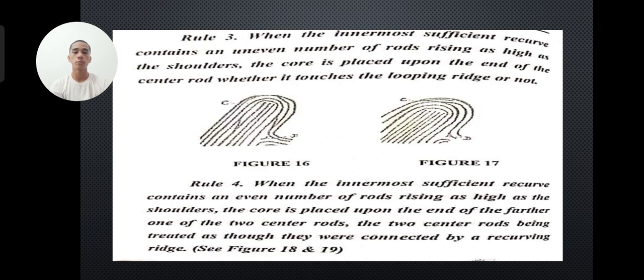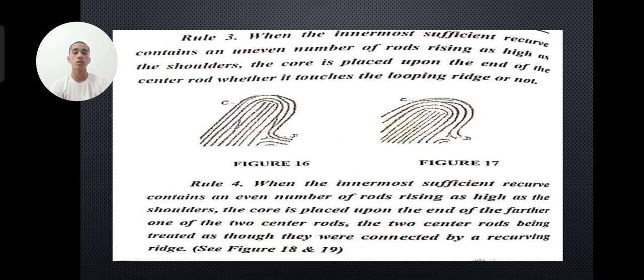So in rule number 3, there are 5 rods. If there are 5 rods, the rule states that the center at the end of the center rod is the one that becomes the core. Therefore, whichever is the very center in rule number 3, that is the one chosen as the core.